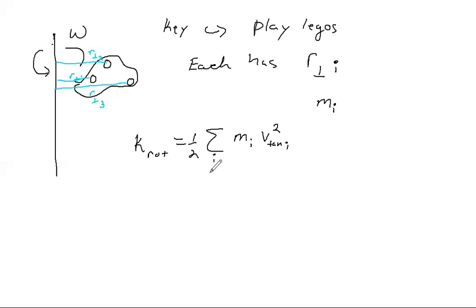But if I take a bird's eye view, each one of these little pieces follows a circular path. So if I draw my axis of rotation, I have my irregular object, and I have these little masses.